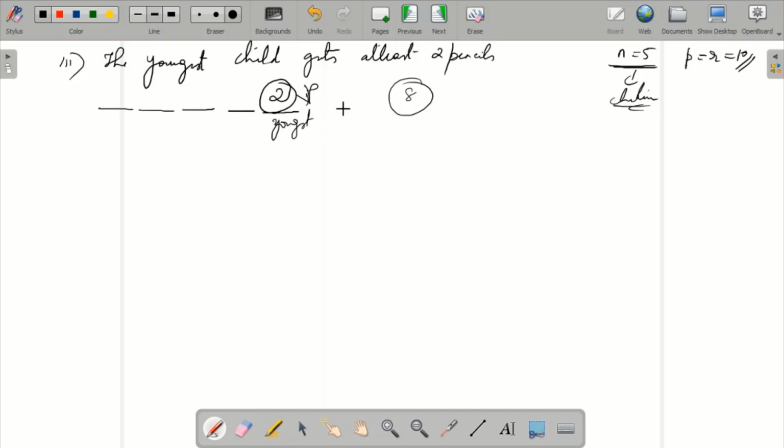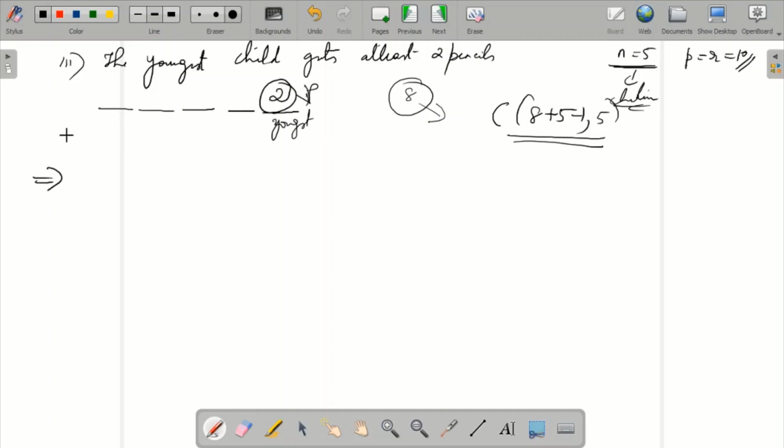So those 8 pencils again are distributed among 5, not 4. Why 5? At least 2 he should get. Max he can get any number, right? So if we give 2 pencils to the youngest child, remaining is 8 pencils, so that should be distributed among 5 children. So it would be this result. So write down over here.